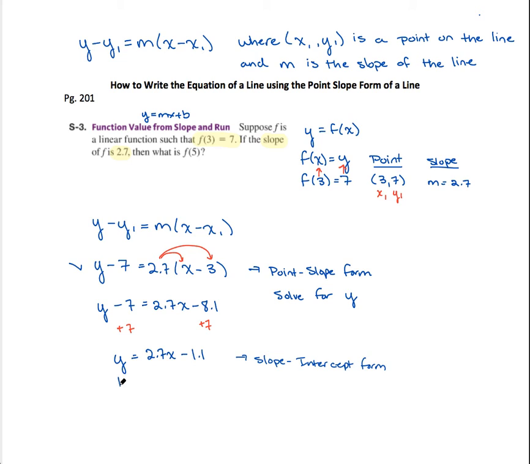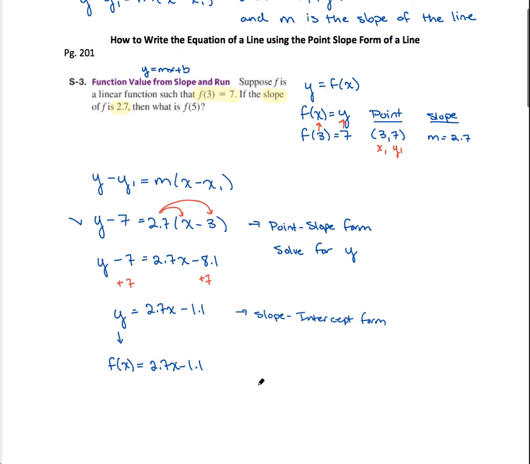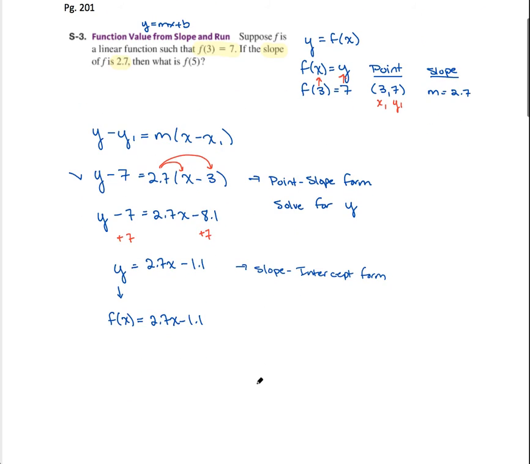And if you wanted to use the notation, we can rewrite this y as f of x, since up here we said that f of x is the same thing as y, so we can just substitute y with f of x. And so the equation of this line, f, is 2.7x minus 1.1. Okay, so now that we have this beautiful equation, we can go back and answer this question. What is f of 5?